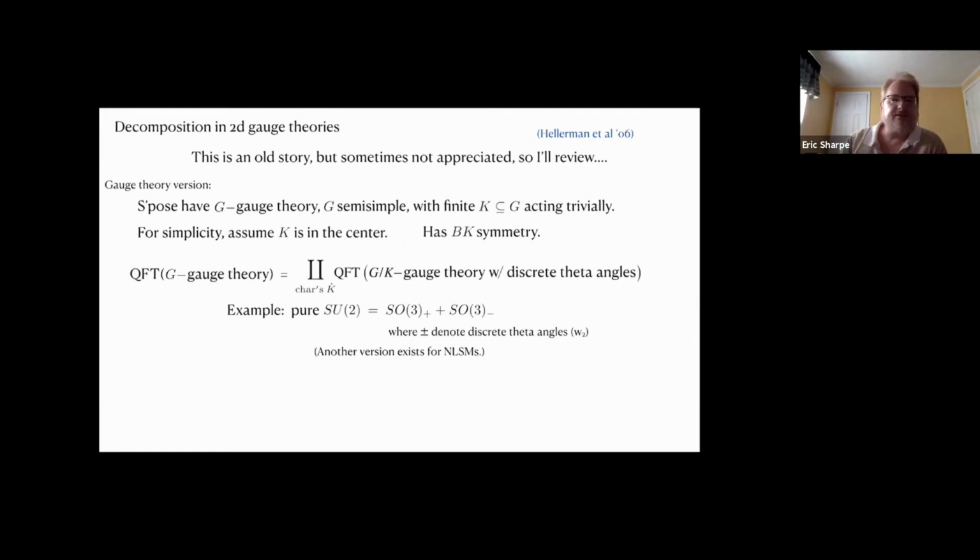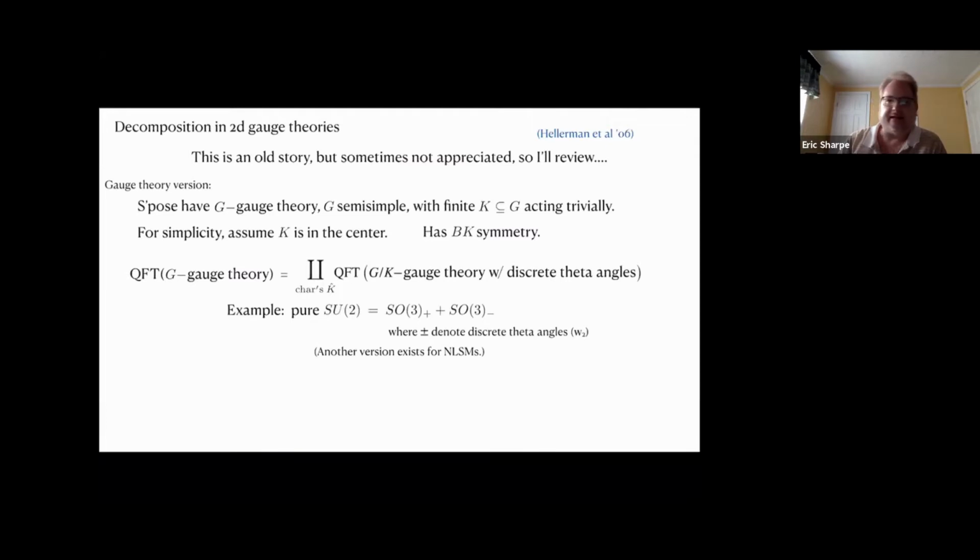So in this case, the claim is that the quantum field theory of that two-dimensional gauge theory should decompose as a disjoint union of quantum field theories of G mod K gauge theories with various different discrete theta angles. So for example, a pure SU(2) theory would then decompose as a sum of two copies of an SO(3) theory, one with either value of the discrete theta angle.